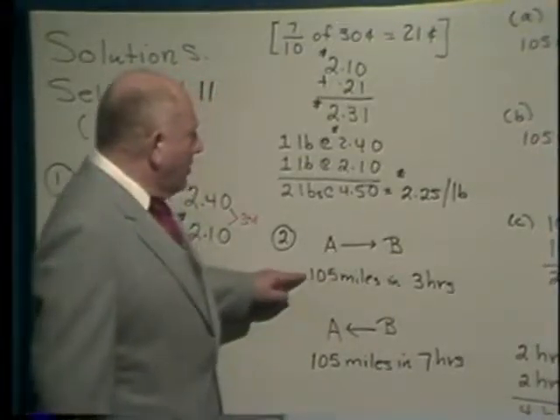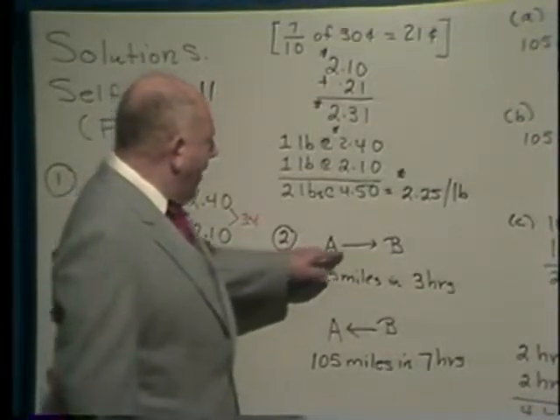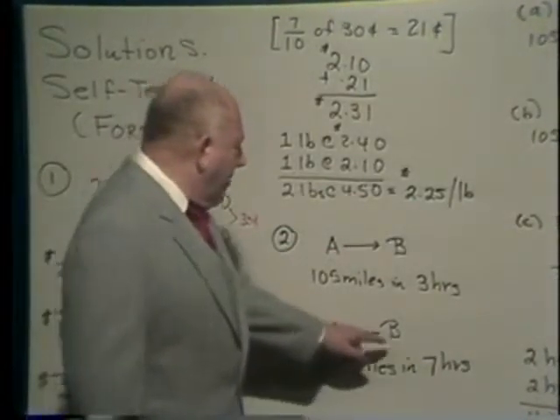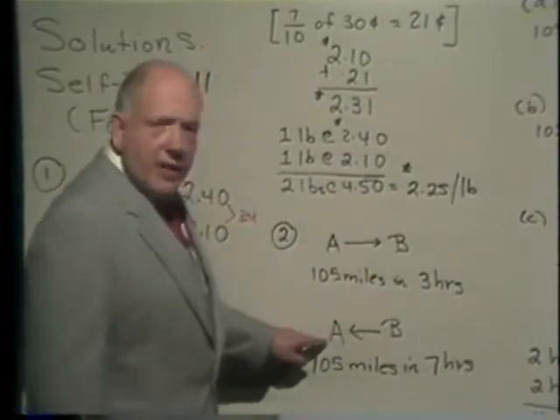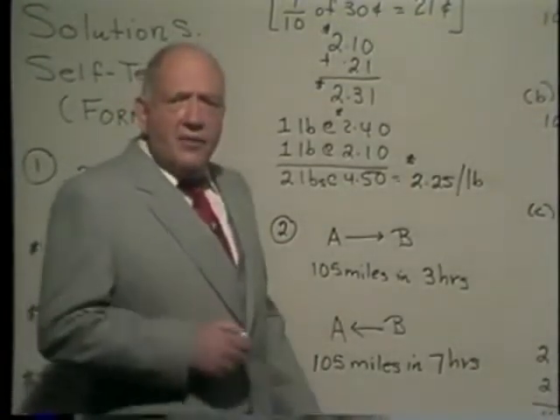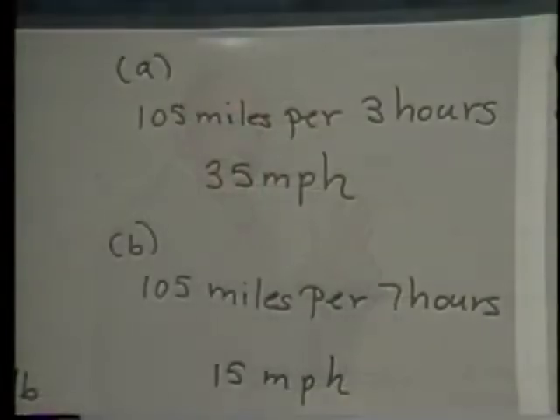But basically, what the problem asks us to do is 3 things. It first of all asks us to find the average speed in going from town A to town B. Then it asks us to find the average speed in going from town B back to town A. And then it asks us to find the average speed for the round trip. Okay? And actually, all 3 parts of this problem are quite simple.